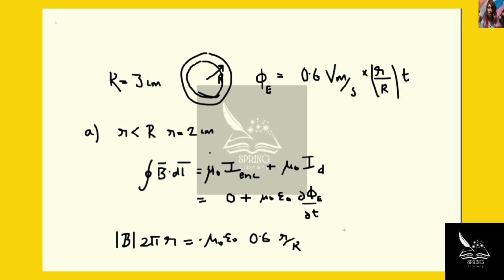The value of B that we obtain in this case is plain simple mathematics, and that value is equal to 3.54 into 10 power minus 17 Tesla. This can be done by substituting all the other values. R gets cancelled out, we get 2 pi times 0.6. We'll have to substitute the values of these constants, R equal to 3 centimeters, and then we obtain this value for B. Next we move to the other section.